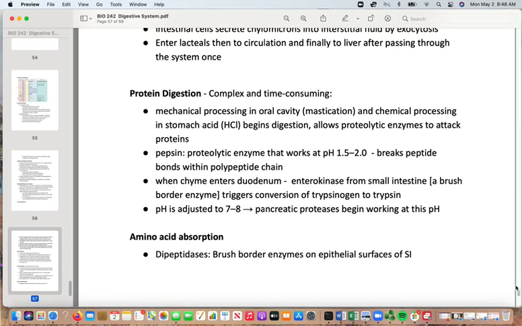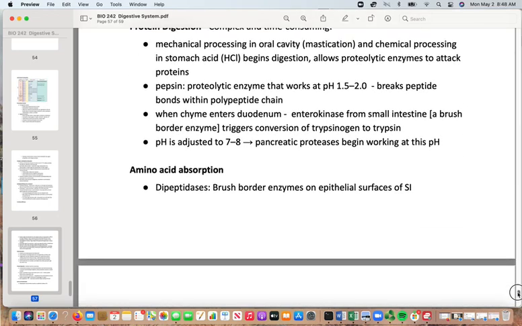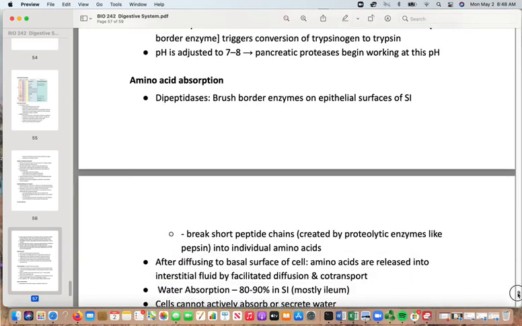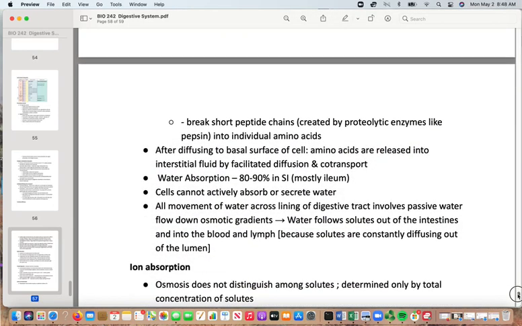Amino acid absorption, your dipeptidases, they're going to be brush border enzymes on the surface of the small intestine. After they diffuse into the basal surface, the amino acids are released into the interstitial fluid by facilitated diffusion and co-transport. We have a lot of water absorption that occurs here. Cells cannot actively secrete or absorb water. So it's going to move passively down the osmotic gradient.